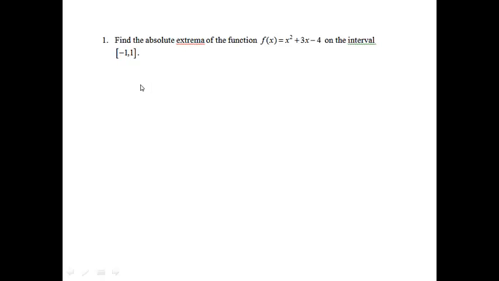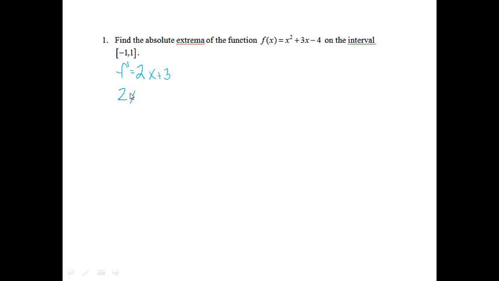Problem 1, find the absolute extrema of the function f of x equals x squared plus 3x minus 4 on the interval -1 to 1. First step in finding the absolute extrema is to find the critical number. So we're going to take the derivative of the function, which will give us 2x plus 3.